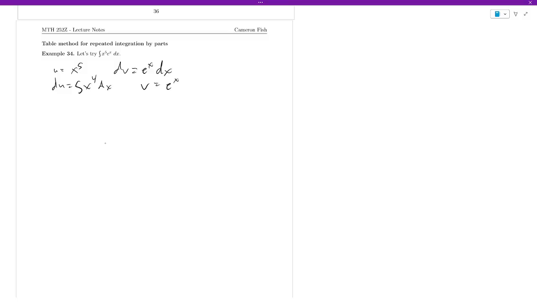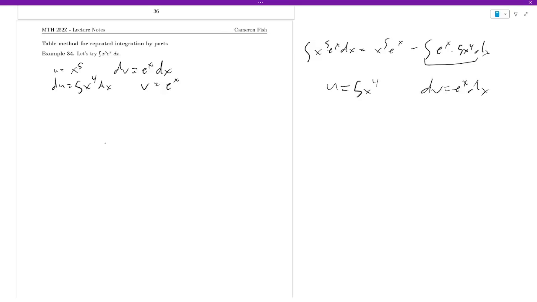If we set this up, our original antiderivative is x to the 5 e to the x minus the integral of e to the x and then 5x to the 4 dx. Then the plan is to do this integral next. How am I going to do that integral? Probably by parts. LIATE suggests u equals 5x to the 4, and dv would be e to the x dx. I do it again: du is 20x to the 3 dx, so 4 times 5, and v is e to the x.